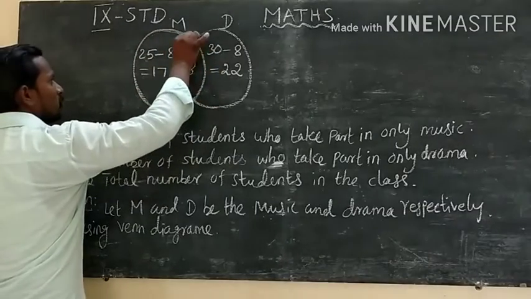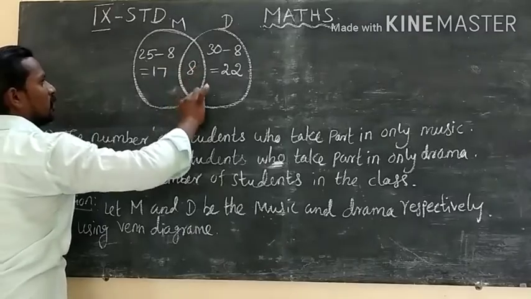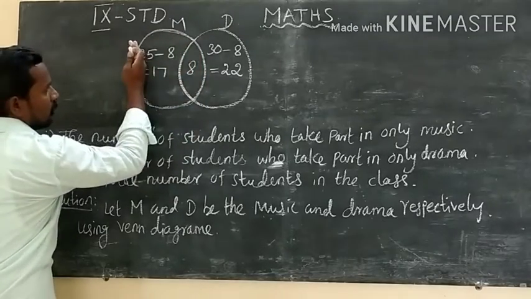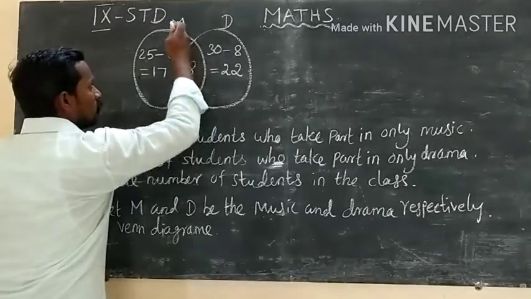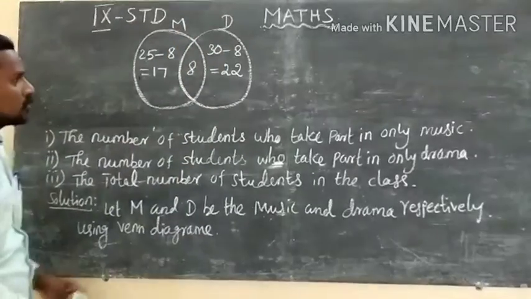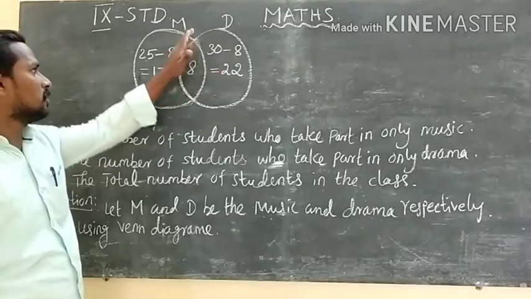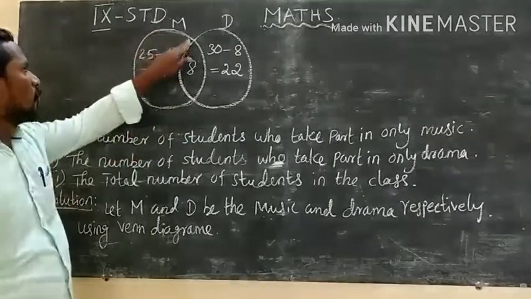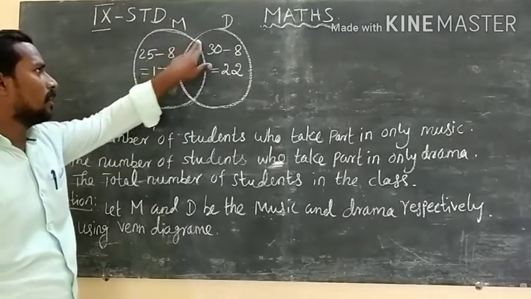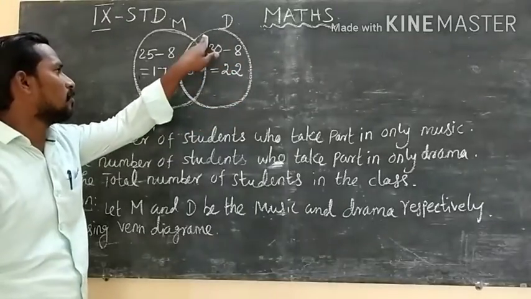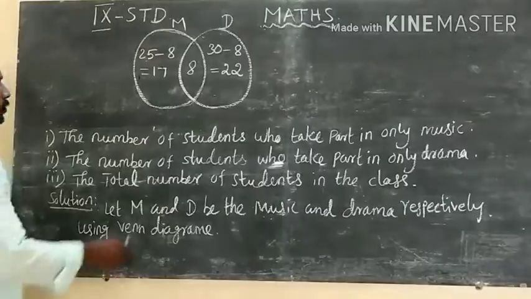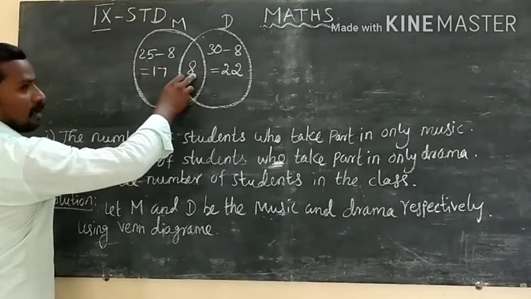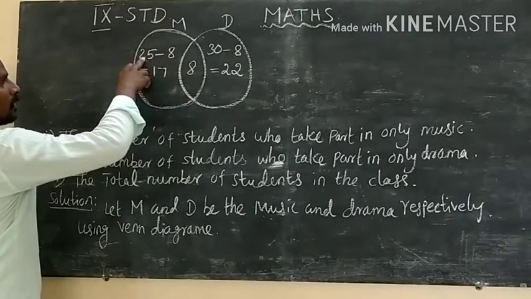So omitting the common portion, this is only for music, this is only for drama, and this is common for music and drama. Have you understood? So the first step is to subtract the common element from the separate elements.